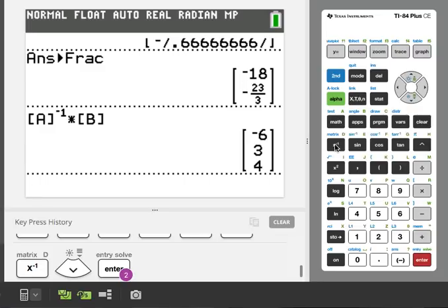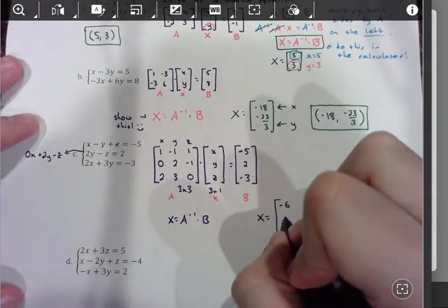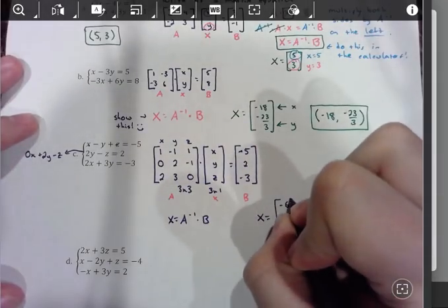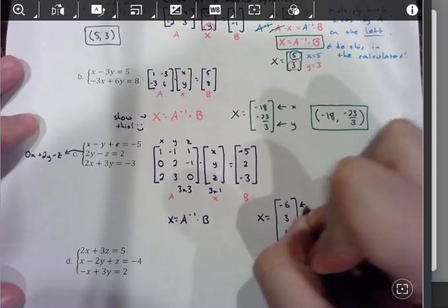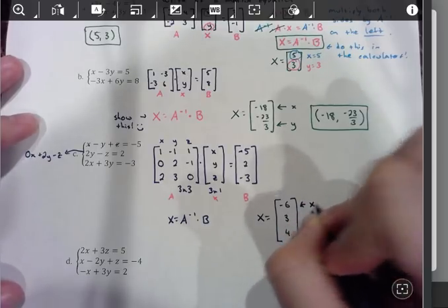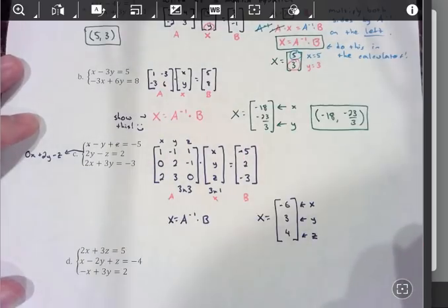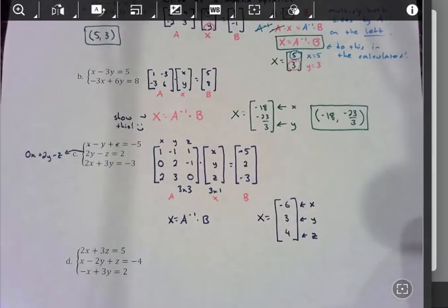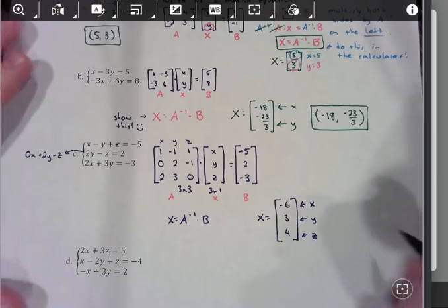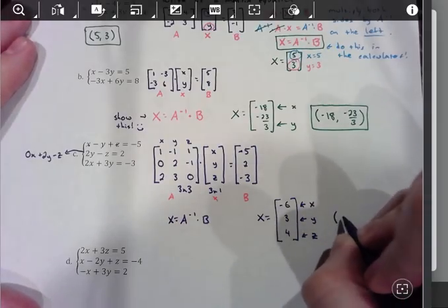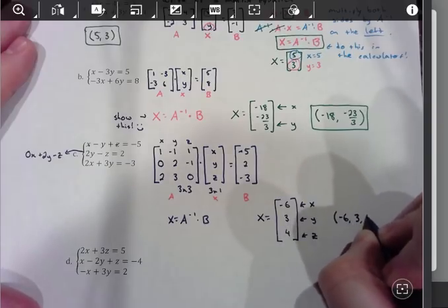So this means we've got negative 6, 3, 4. So that is our big matrix X. In this case, negative 6 is our X, 3 is our Y, and 4 is our Z, which means, I know it's kind of weird to think about this, but we actually do still write it as an ordered, it's not a pair anymore, it's an ordered triple. But negative 6, 3, 4.